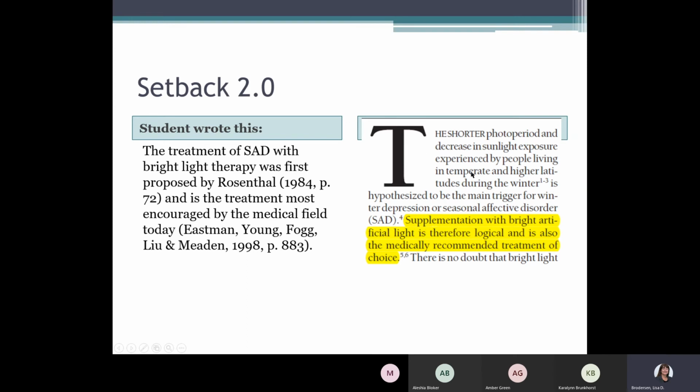This is from the source text here. Supplementation with bright artificial light is therefore logical and is also the medically recommended treatment of choice. So with that in mind, what problems do you see? Okay, the treatment of SAD with bright light therapy was first proposed by Rosenthal and is the treatment most encouraged by the medical field today. It's based on this information. So you should be noticing the superscript numbers here indicating that Eastman et al. have credited sources 5 and 6 in their reference list with this idea.